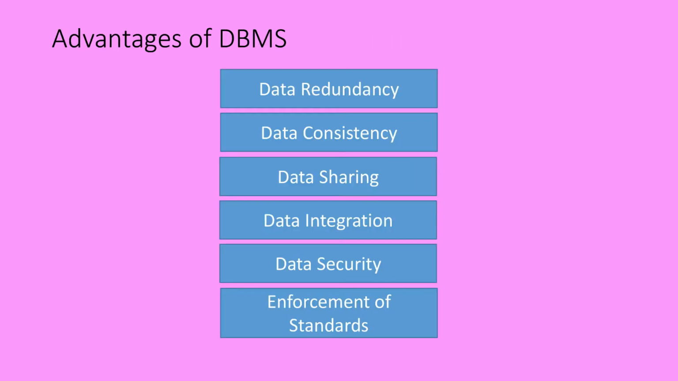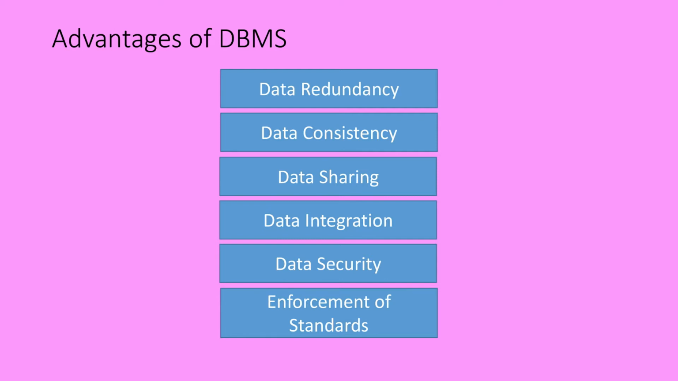Next topic is advantages of database management system. The first one is data redundancy. Since the whole data resides in one central database, the various programs in the application can access data in different data files. Hence, data present in one file need not be duplicated in another. Next is data consistency. Reduced data redundancy leads to better data consistency.